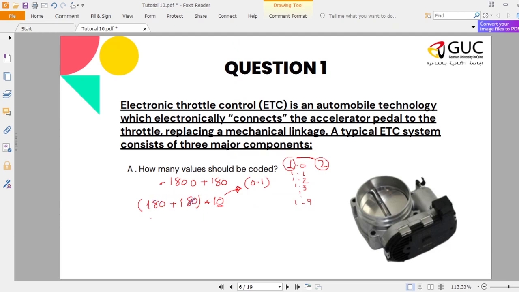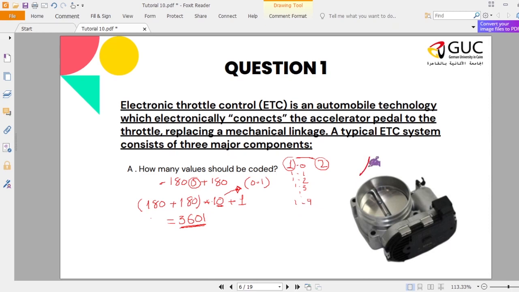So it's not just 180, 180. No, we don't have a step of a whole number. We have a step of 0.1. That's why we have a multiplication by 10. We will add the 1 of the 0 because we did not include it, because it's a whole value. So adding all of these up together, the values to be coded are 3601. This is the total number of values to be coded.